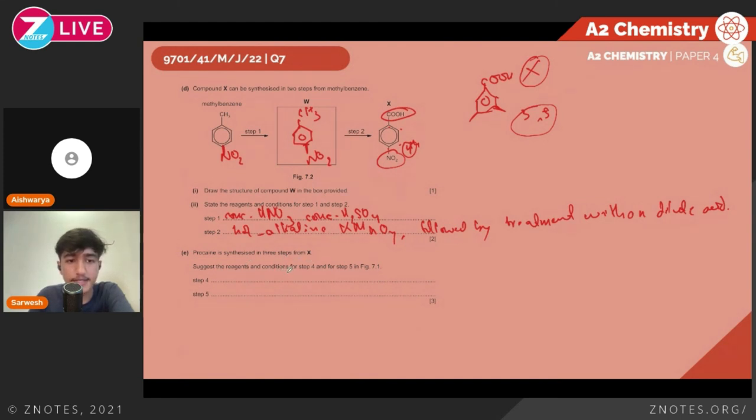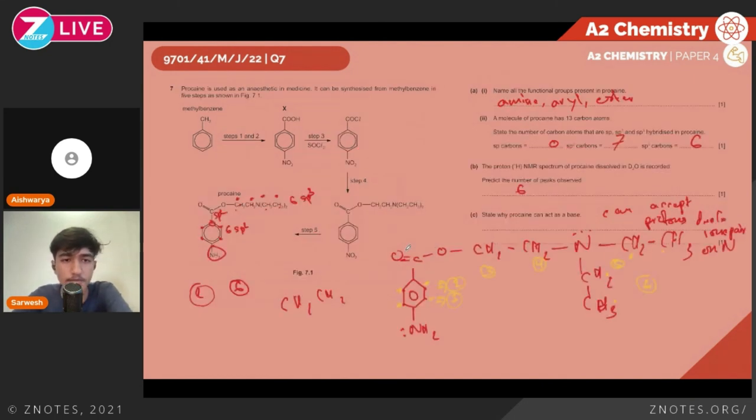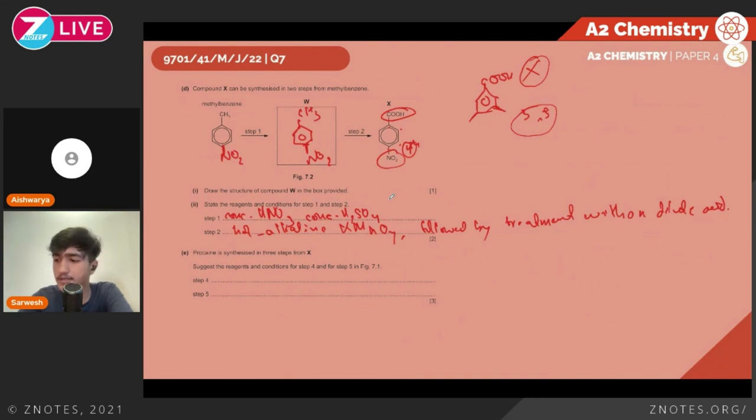So procaine is synthesized in 3 steps from X. Suggest the reagents and conditions for step 4 and step 5 in figure 7.1. So step 4 and step 5. Okay, so let's see. We formed an ester. Okay, in step 4 we formed an ester. So what are we going to use? We're going to use the corresponding alcohol, HOCH2CH2N(CH2CH3)2. Okay, so that's our corresponding alcohol.